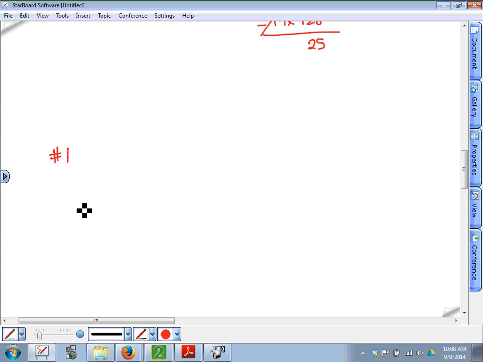So question 1. Here we go. So we have 15m squared minus 44m minus 19, divided by 3m minus 10. It's the same process. It's a little different now because we have a few numbers in front, which makes it more fun.